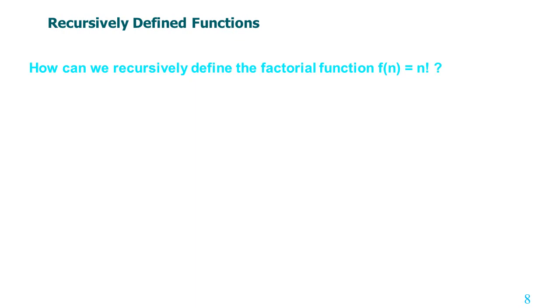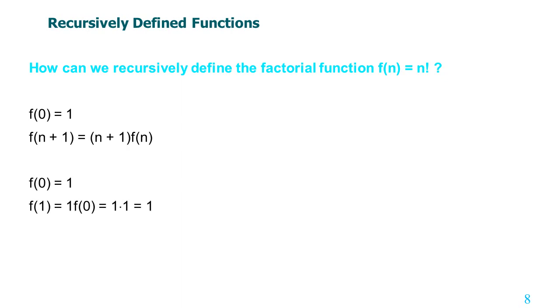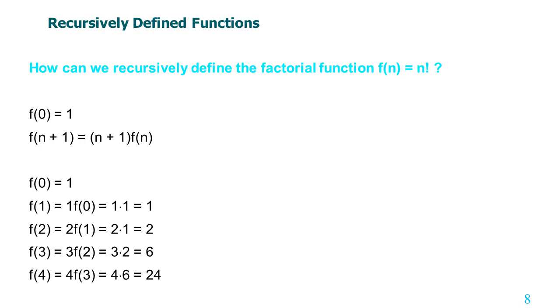How can we recursively define the factorial function? f(n) is equal to n factorial. f(0) = 1 and f(n+1) = (n+1) f(n). Here f(0) = 1, f(1) = 1 into f(0), that is 1, f(2) = 2 into f(1), that is 2, f(3) = 3 into f(2) = 3 into 2 = 6, and so on.